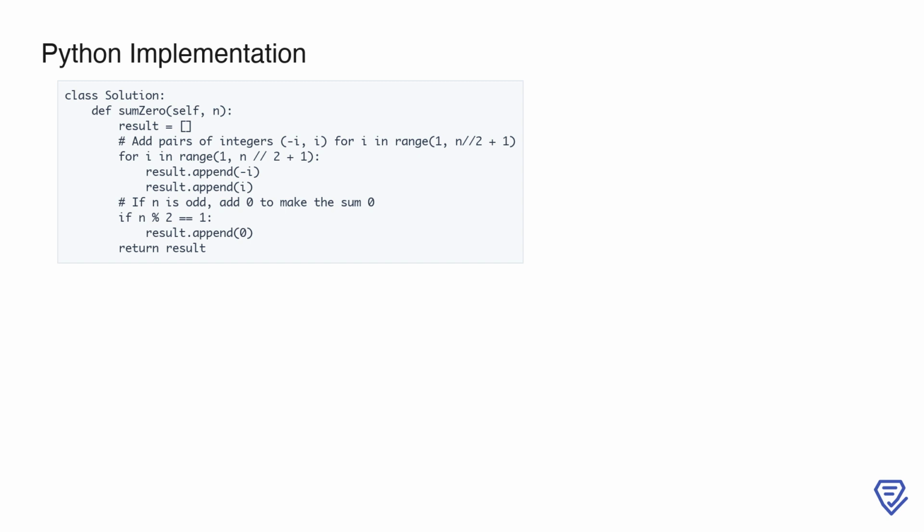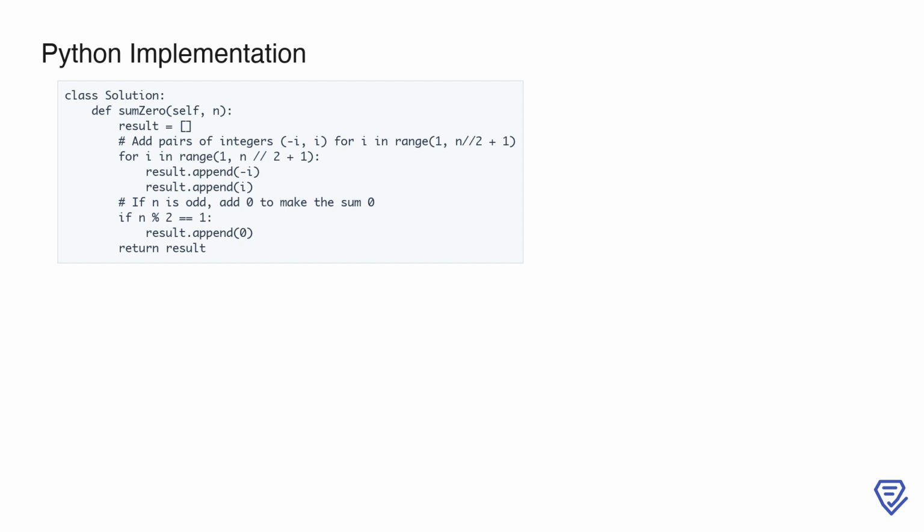3. Handle odd n. If n is odd, the sum of the integers added so far will be 0, but the count of integers will be less than n. To address this, the code checks if n%2 equals 1 and appends 0 to the result list. This ensures that the total count of integers becomes n. 4. Return result. The function returns the result list containing n unique integers that sum to 0.